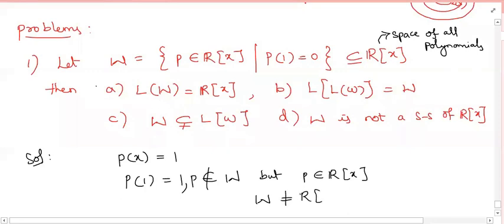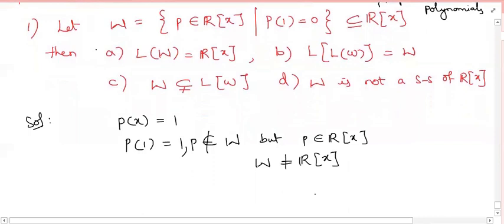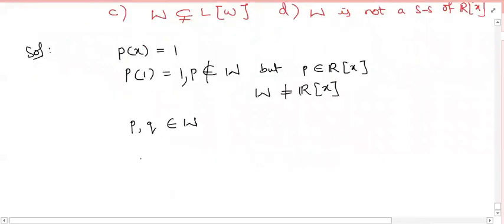But we have to prove that L of W... But W is a subspace. If we prove that W is a subspace, then take P comma Q belonging to W. I'm taking two polynomials, P comma Q in W. Then alpha P plus Q, where alpha is a real number, we want to show that it is in W. So I will find out the value at 1.